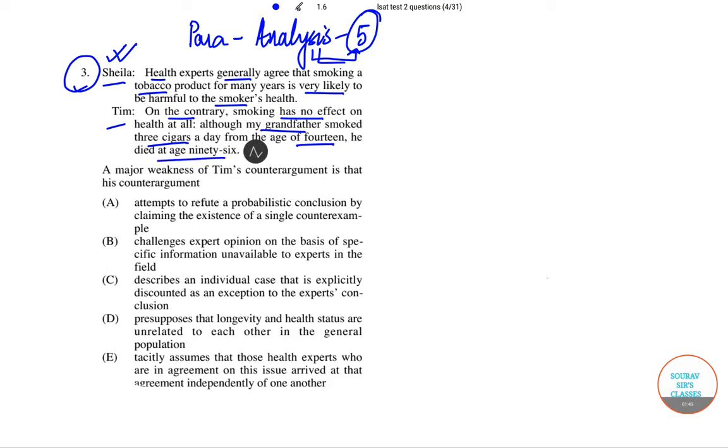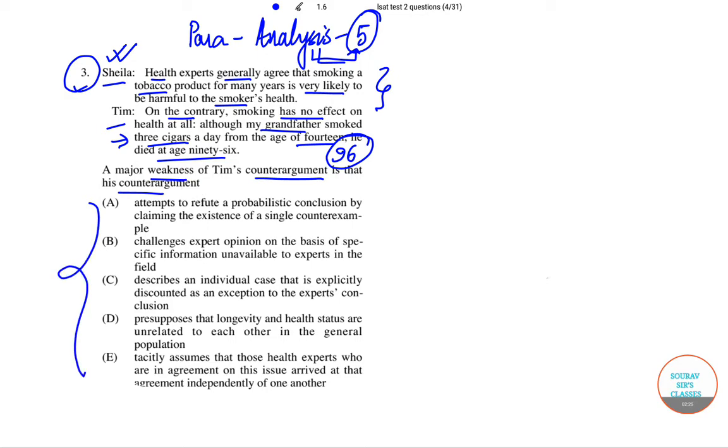So Tim is trying to produce a different version of what has been said by this individual. According to Tim, it is not harmful since he has seen a live example, his grandfather who used to smoke a lot, 3 cigars a day, and he died at a good age of 96. So he survived for a very long time. So it doesn't mean that if you smoke you will die. Now, a major weakness of Tim's counter argument is that his counter argument.